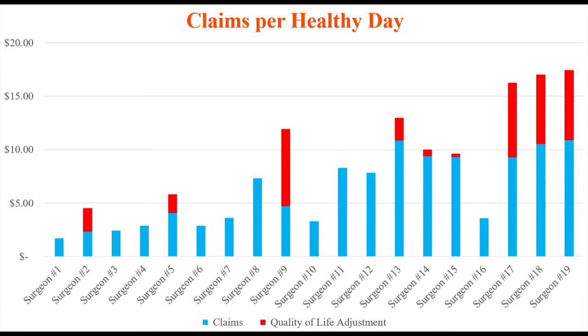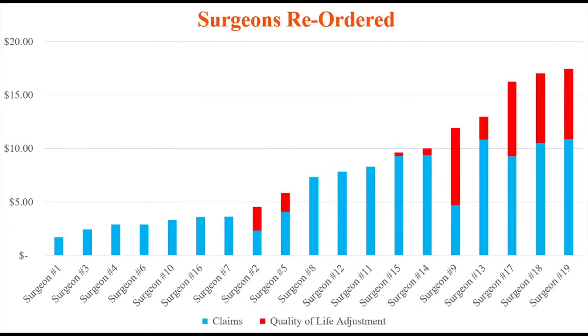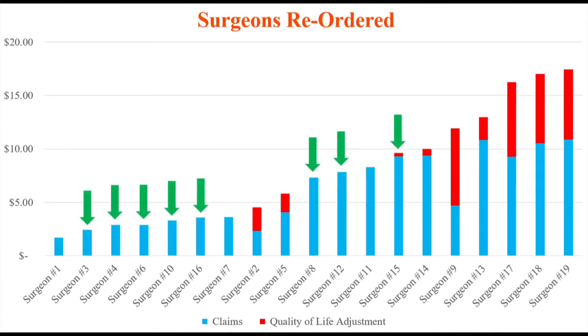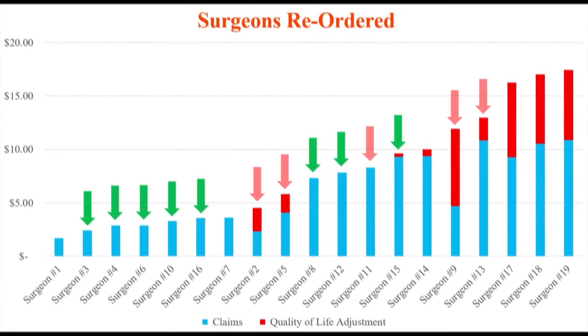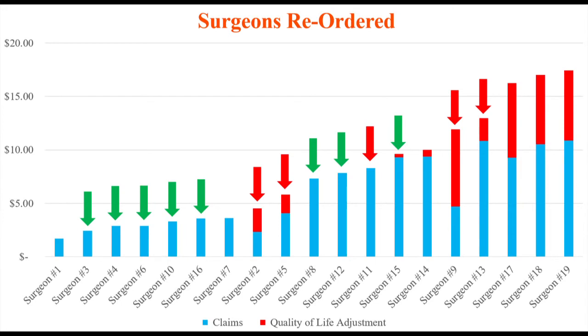Surgeon 1 is still the best, and Surgeon 19 is still the worst, but except for a few others, the order has completely changed. When we re-rank the surgeons based upon their claims per healthy day, this is what we get. The green arrows show the doctors that moved up, and the red arrows those that moved down.